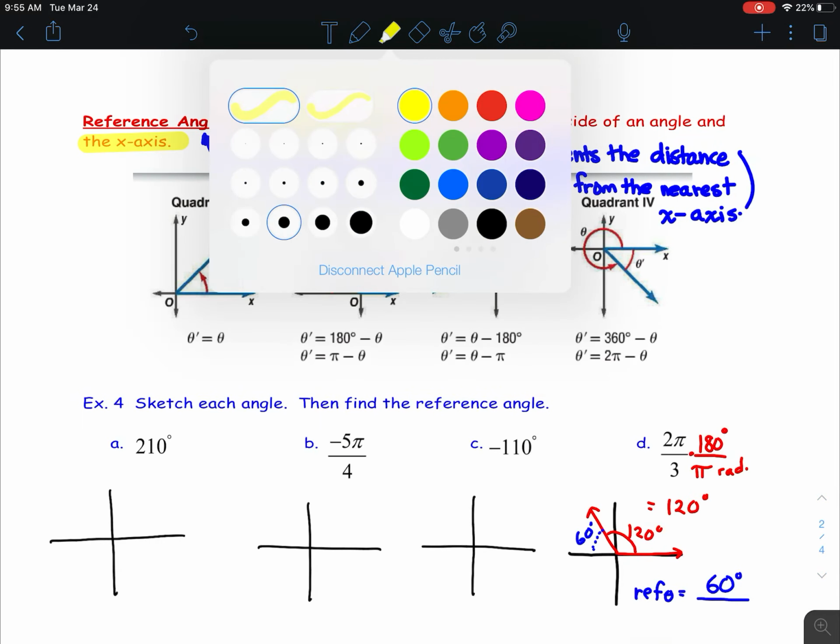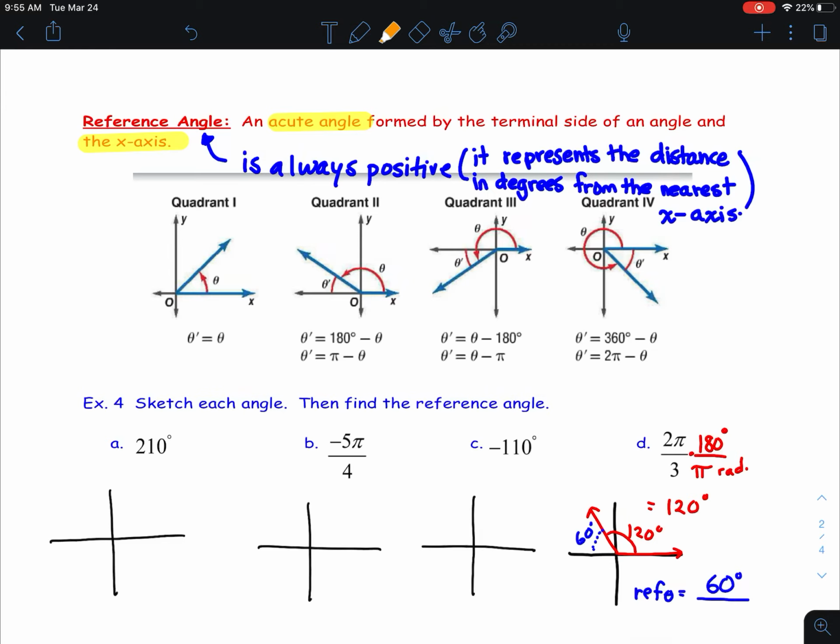And what a reference angle is, it's always an acute angle. Okay, so that means it's always going to be an angle smaller than 90 degrees. So you should never be saying that a reference angle is like 105 degrees or 200 degrees. Okay, it's always an acute angle, and it's the angle that's formed from the terminal side of your angle and the x-axis. So I've got these 4 pictures here at the top.